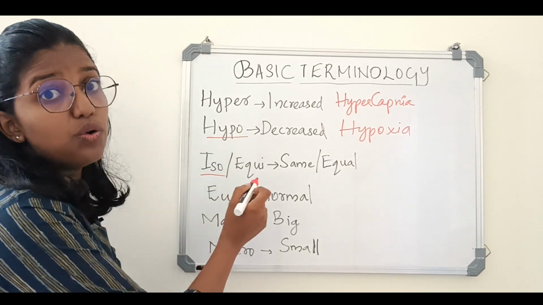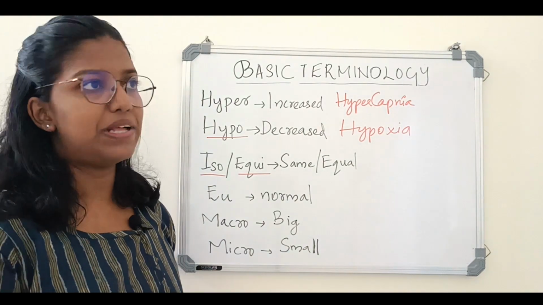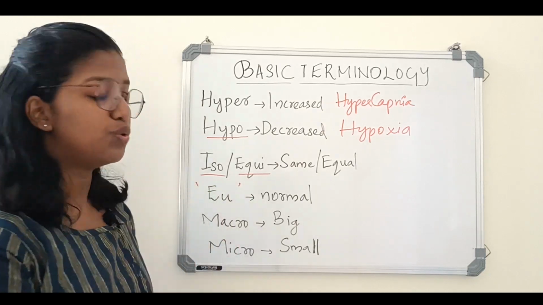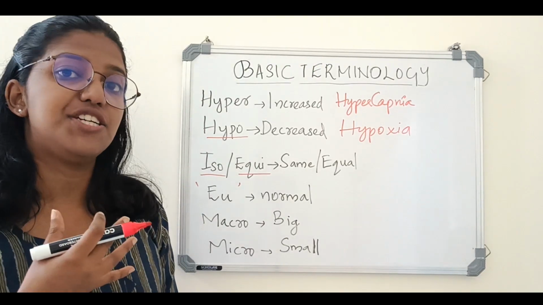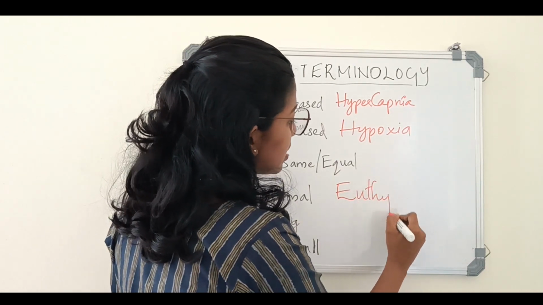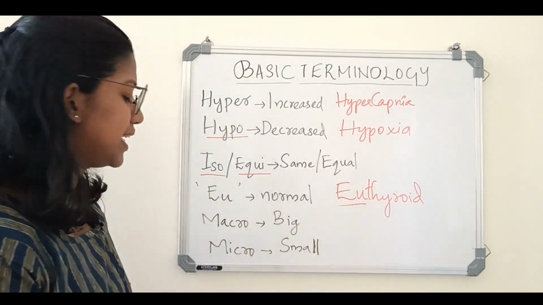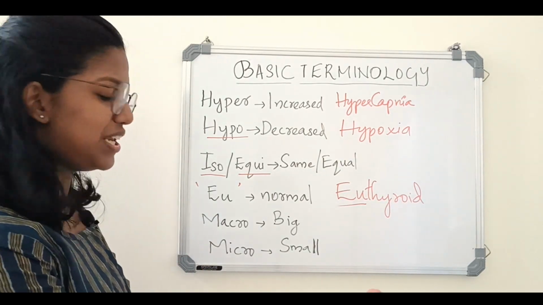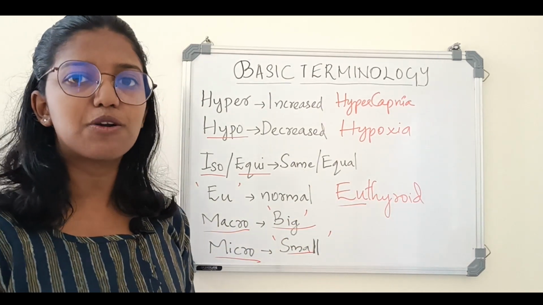Another term is iso or equi. That means same or equal. We heard about isothermal or we heard about equilibrium, etc. Right? And another term is eu. Eu means what? Normal. If a patient has a normal thyroid, we can call the patient euthyroid. That means normal thyroid. Okay? Eu means normal. Other terms are macro and micro, which are very familiar. Macro, big, micro, small. We heard about macromolecules, micromolecules, right?